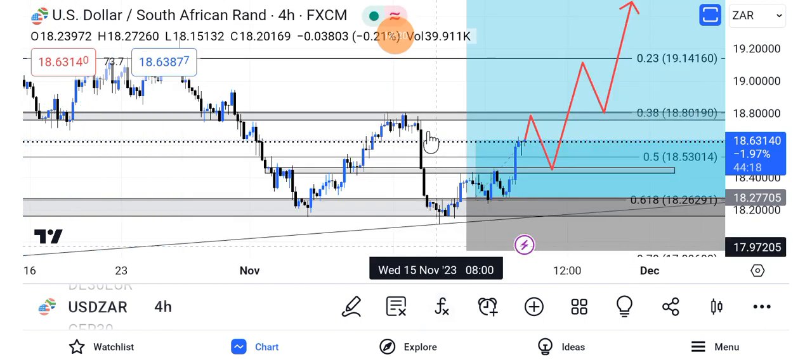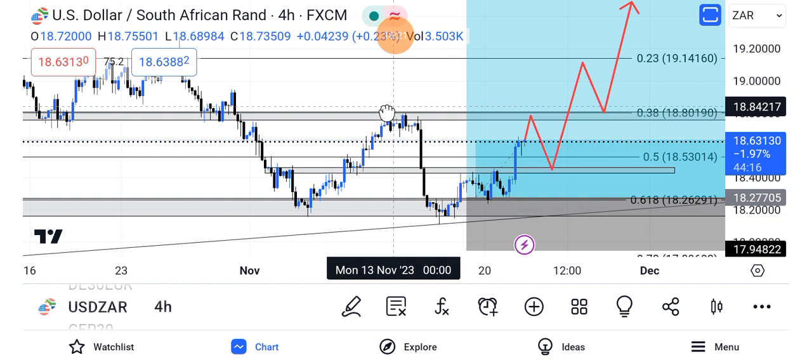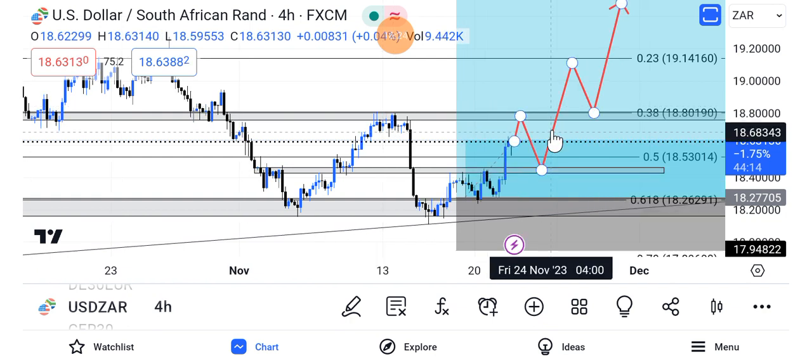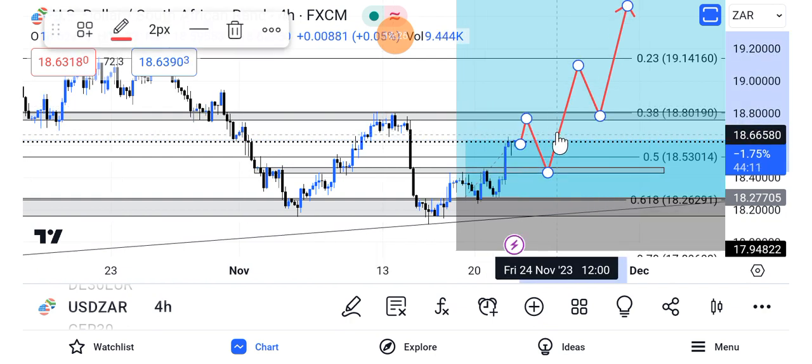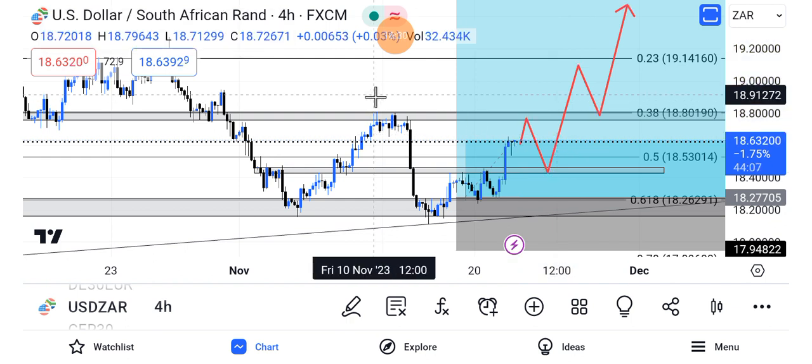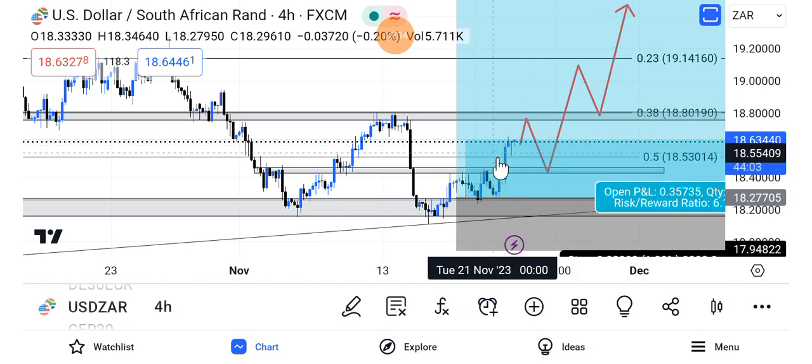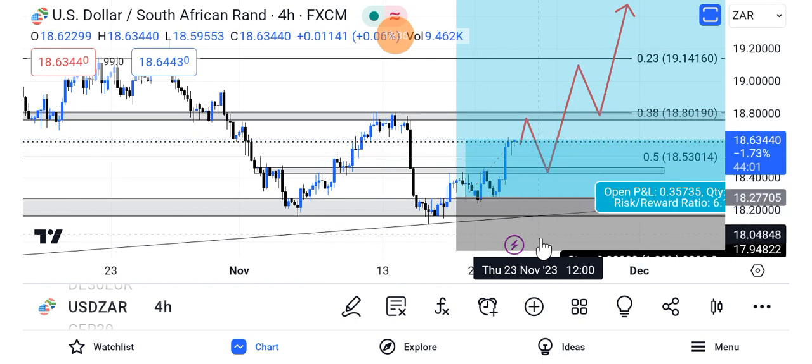But what I'm saying here, guys, is that you need to put in mind that USDZAR is an uptrending market. You understand what I mean? So you only have to look out for what? You only have to look out for buys in the market.